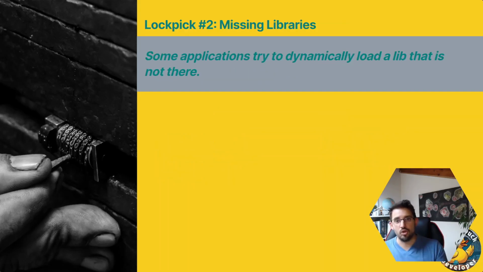The second lockpick that we have is abusing missing libraries. Some applications may try to dynamically load libraries that are not actually there. Imagine stuff like optional libraries or plugin systems. Like you may have an application relying on, let's say, an SSL library or an encryption library that you package with your application. But if it's not there, it may just not offer any encryption features. That happens very often. So in that case, your code may try to load the library. If it can't be loaded, we deactivate some features.